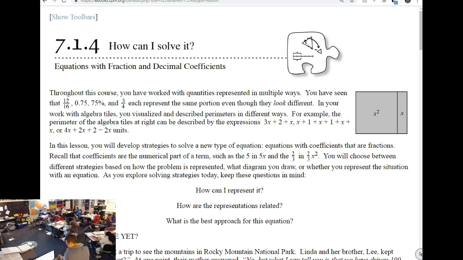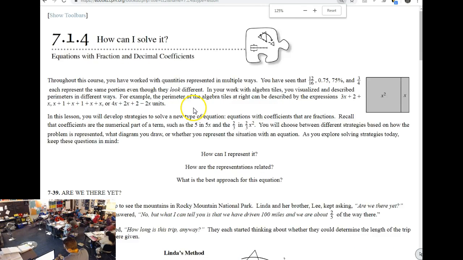So, what is a coefficient? I guess we should probably know first.